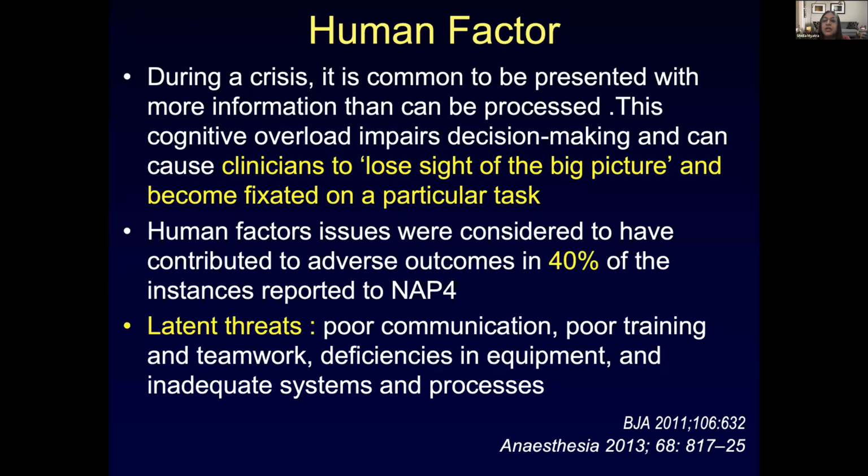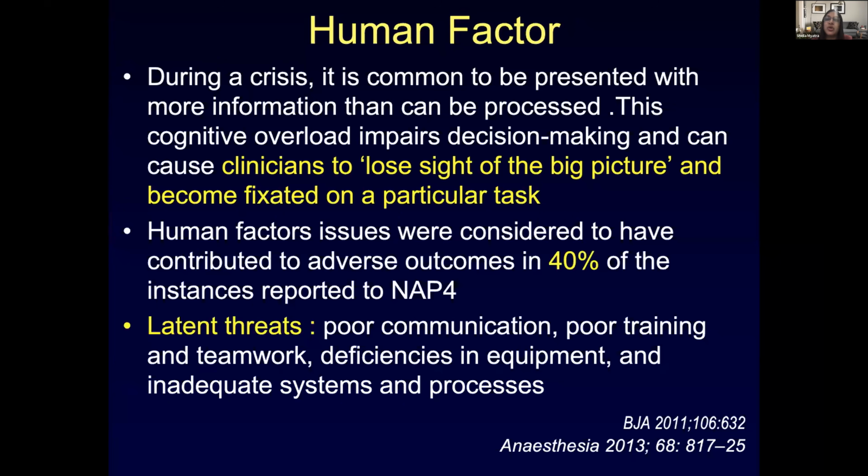So human factor issues, in the National Audit Project that was done in the UK almost 10 years ago, they saw that it had contributed to adverse outcomes in almost 40% of the instances where the complications were related with airway management. So it's not only about technical skills, it's also about your non-technical skills, and human factors is a lot of discussion nowadays.